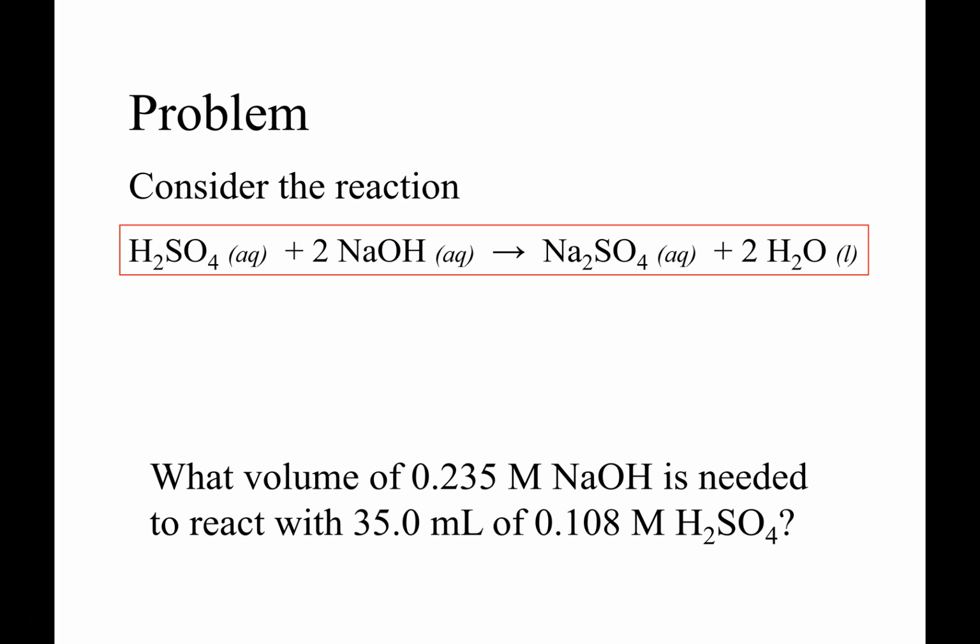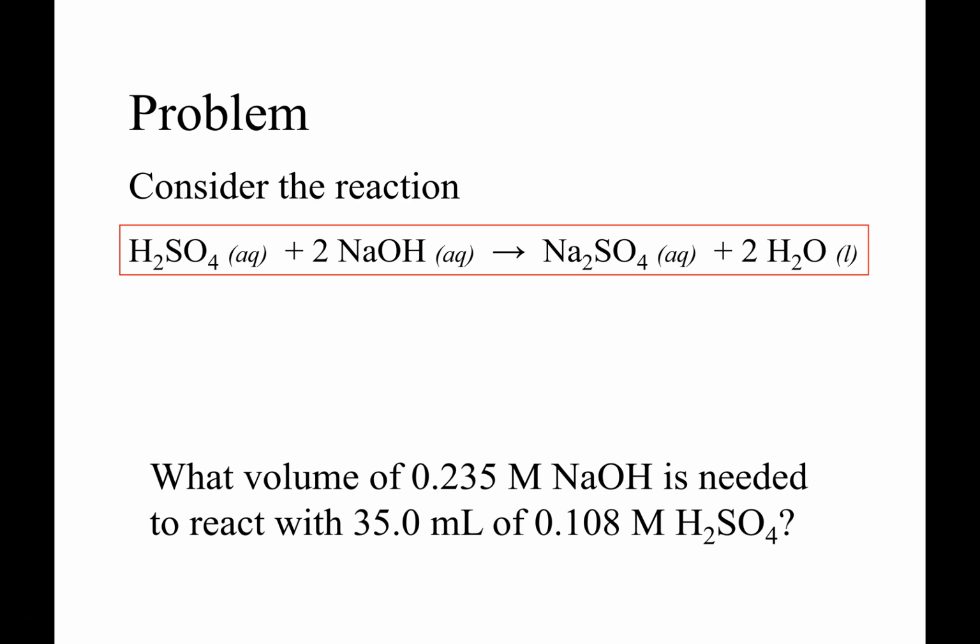And then it switches gears. It says is needed to react with, and notice I have 35.0 milliliters and 0.108 molar, but that's about my H2SO4, so I put it under my H2SO4. So 0.108 molar, that's how concentrated it is, and the volume of H2SO4 is 35.0 milliliters. The reason I like to write it underneath what it's talking about is then you can look back and say, oh, I know the most about my H2SO4.